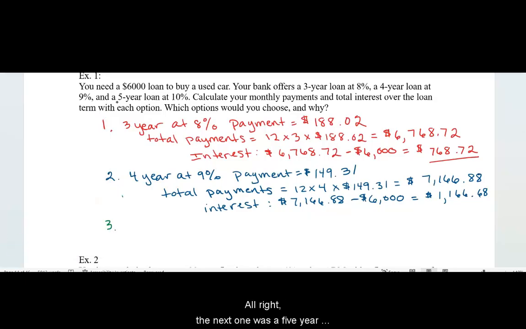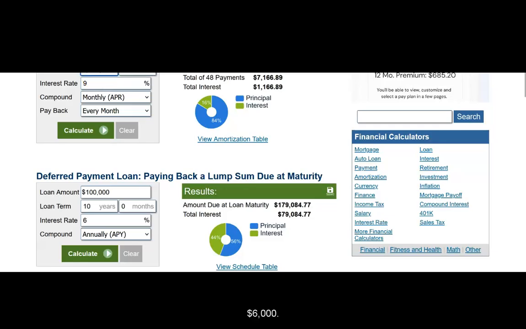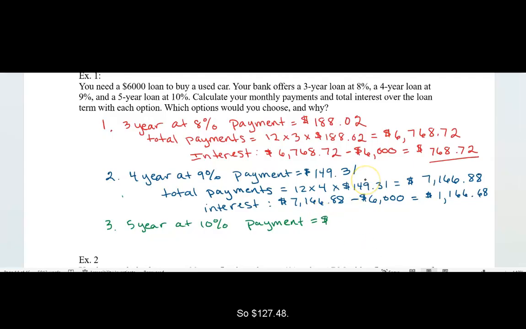All right, the next one was a 5-year loan at 10% interest. So we're going to look at what the payment will be for that particular loan and interest. $6,000, 5 years, and 10% interest. So I'm just changing the years and the interest rate. Calculate. Notice we have here $127.48.